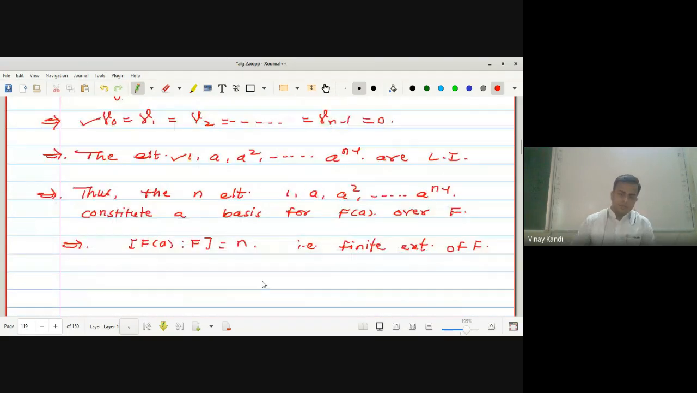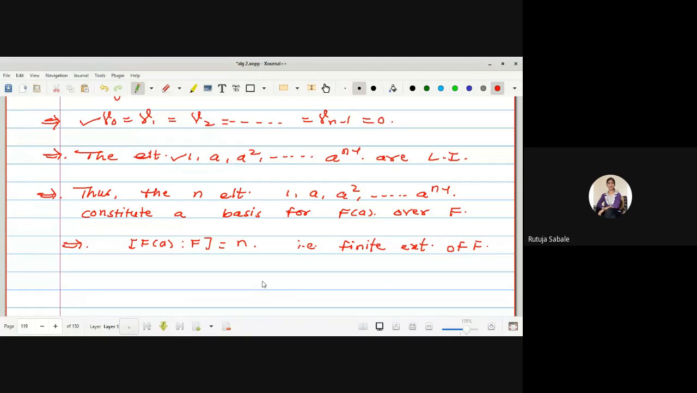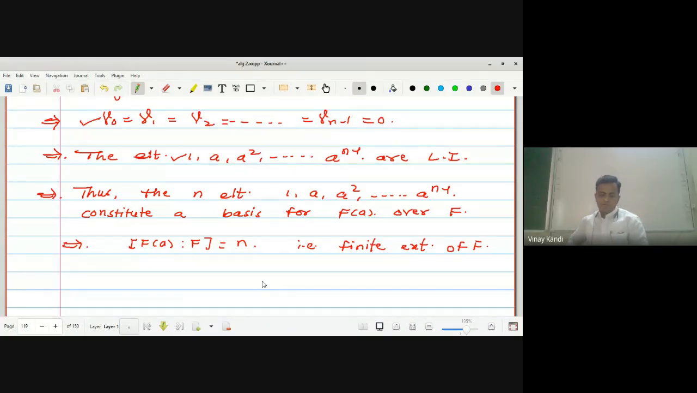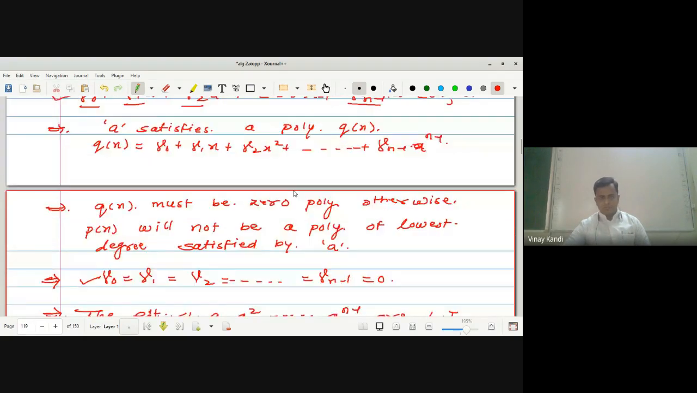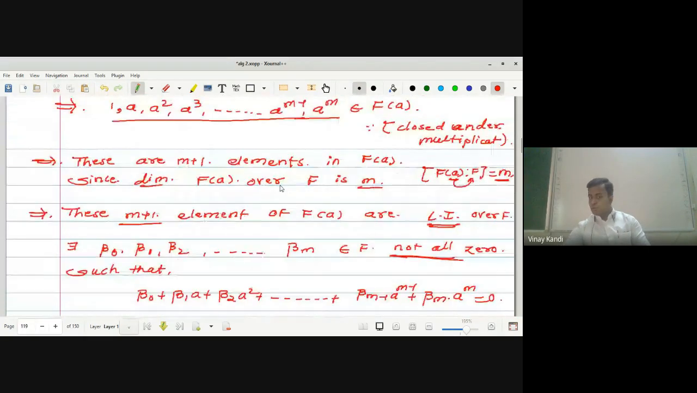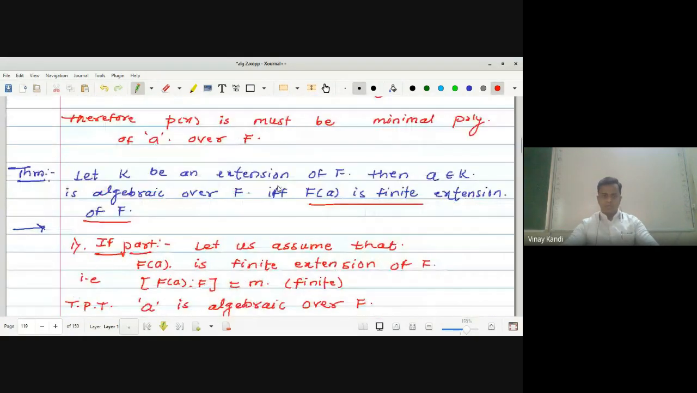Any doubt up to here? No, sir. Okay, so this is the proof of the theorem. If a is algebraic over F, then F of a over F is a finite extension, if and only if. There is a lot of scope for confusion, so recall this whenever needed and you will understand. All the theorems look alike.